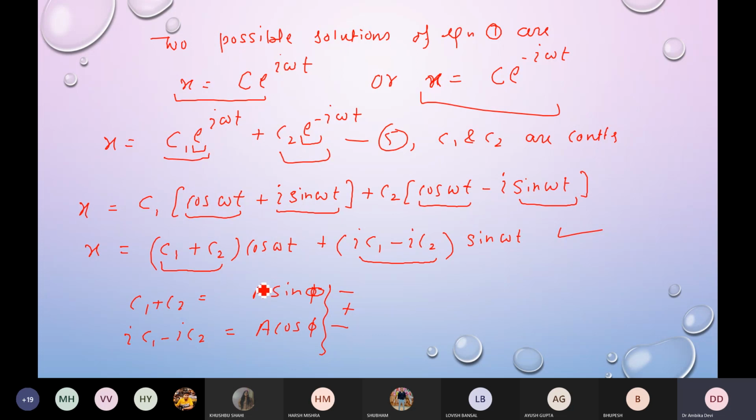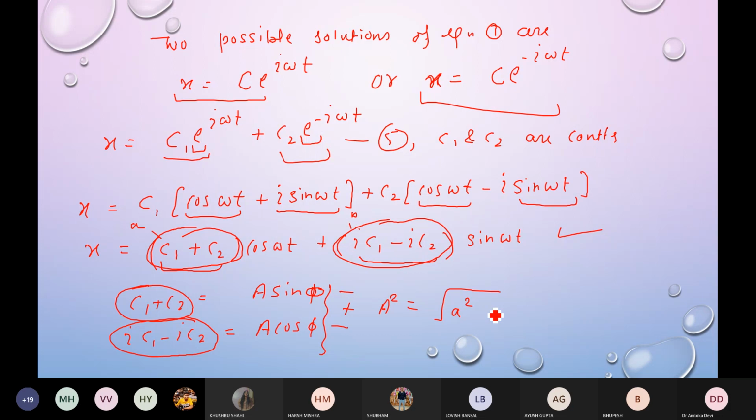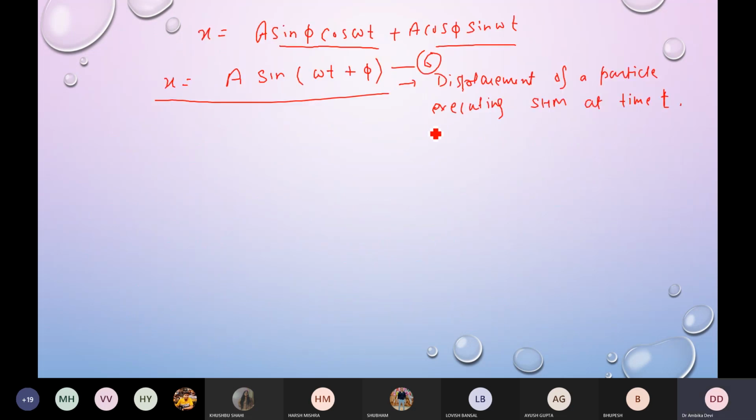So a square will be equal to this square plus this square, means the quantity over here which is attached with the first term, and the quantity over here which is attached with the second term. If it is A, and let's say this is B, then A square is equal to small a square plus B square. So this you have to remember, because while solving numericals, you are going to use this. Okay, so now this is the solution of the differential equation for simple harmonic motion, right?